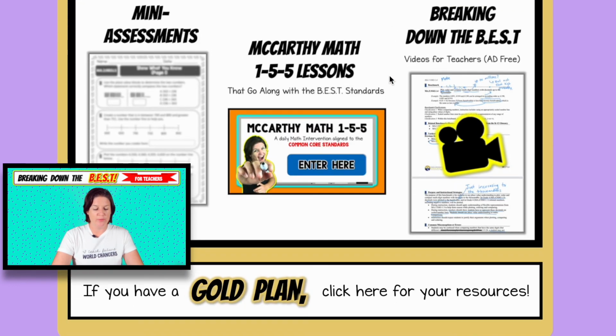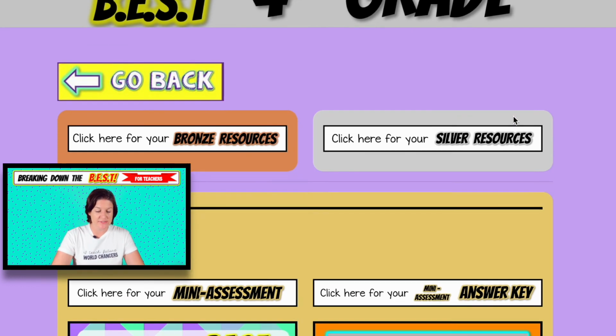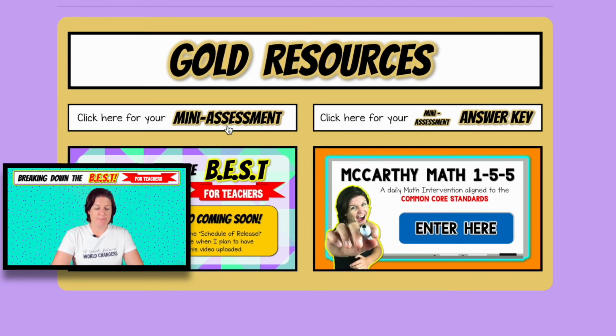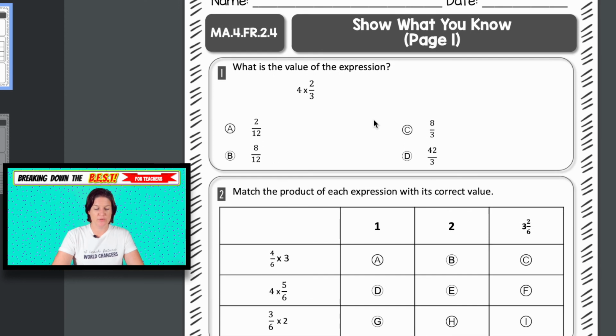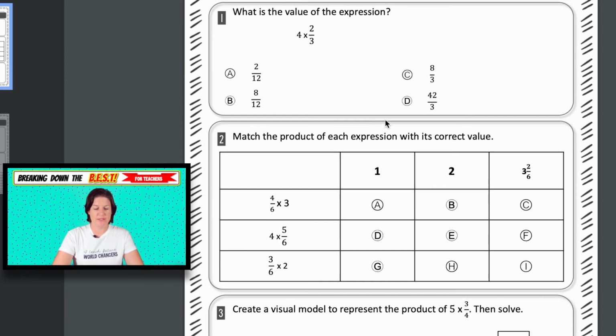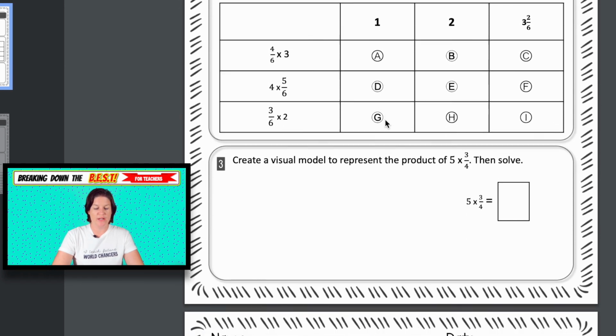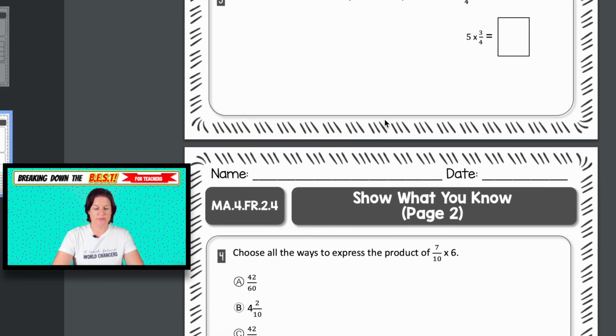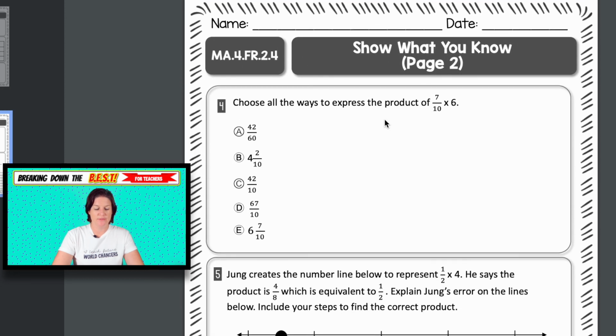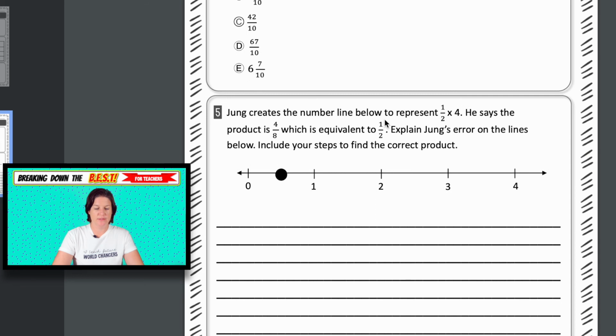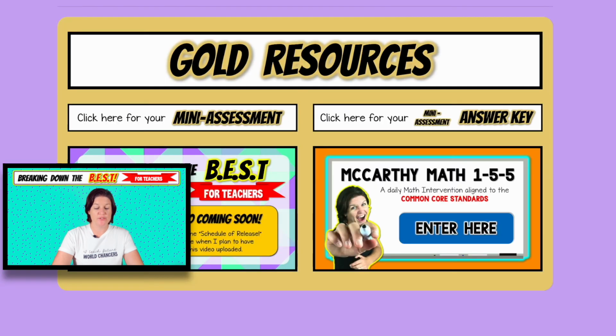And then the gold plan has access to everything that we've gone over, plus a mini assessment, which is aligned to the standard. You can see a variety of question types here. And that also includes an answer key, which you can access right there.